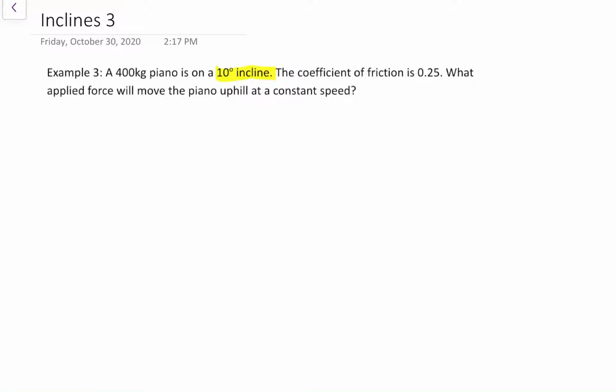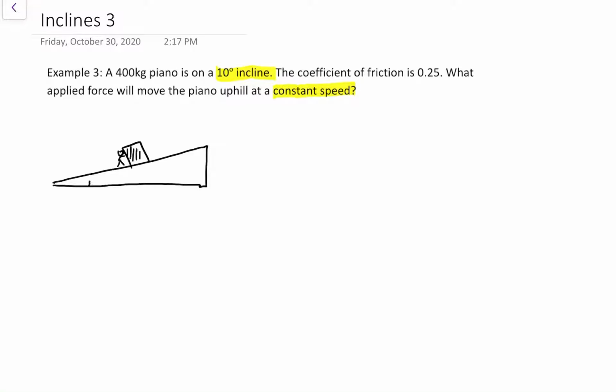And the other cool thing that's just specific to this one is I made it up that it's going at a constant speed. So technically it's not accelerating. When we draw the free body diagram, I'm picturing a long thing going that way. We got a piano on it, and then some poor guy pushing it up the hill.